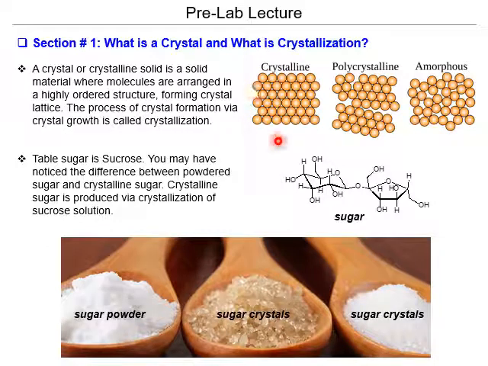For example, ice. I'll go back to ice a lot because it forms an ordered structure through freezing, right? A similar situation happens with a lot of the compounds that we'll see. Table sugar is sucrose. You may have noticed the difference between powdered sugar and crystalline sugar. Crystalline sugar is produced via crystallization of the sucrose solution. So if you put powdered sugar in water, I'm pretty sure you can actually convert it to sugar crystals by the method described here.